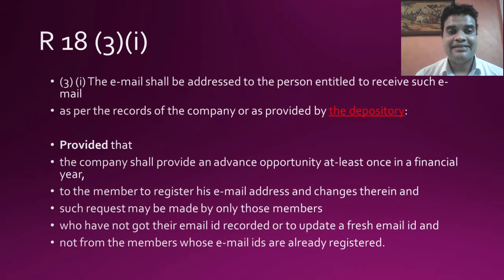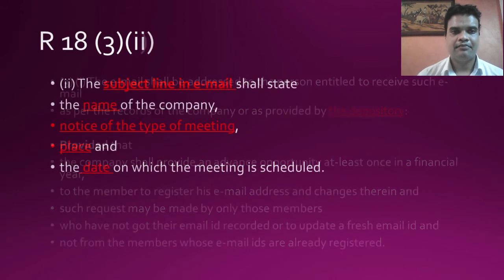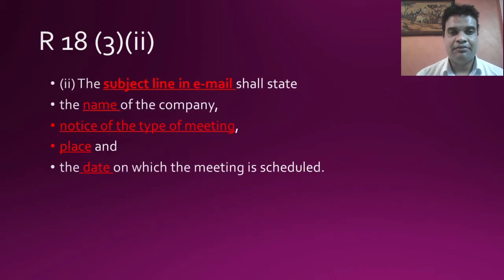Rule 18 Subrule 3.1 states that the email shall be addressed to the person entitled to receive such an email as per the records of the company or as provided by the depository. Rule 18 Subrule 3.2 states that the subject line in the email shall state the name of the company, the notice of the meeting, the place, and the date. So, Rule 18 Subrule 3.2 states that the subject line in the email shall state the name of the company, notice of the meeting, place, and date of the meeting.